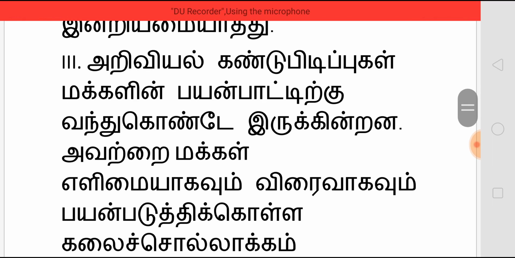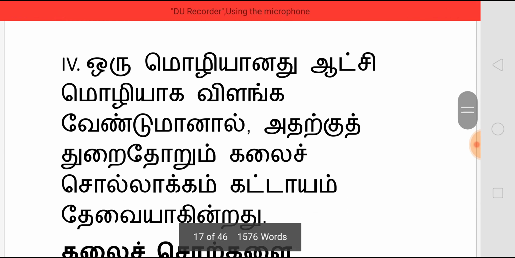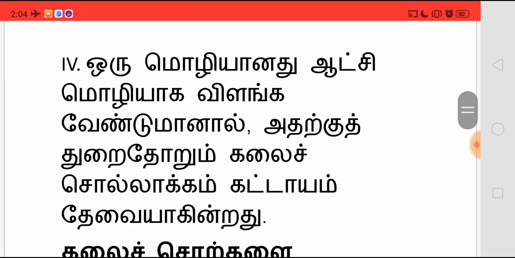And there are many scientific inventions which are coming for the usage of the people, and if the people are going to use these products, then they have to name them, and therefore we need this Kalai Sollakam. And if one language has to be the ruling language, then definitely we need Kalai Sollakam, that is the ability to create a new word.